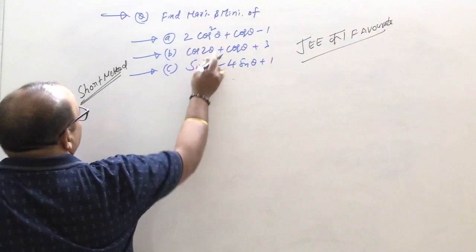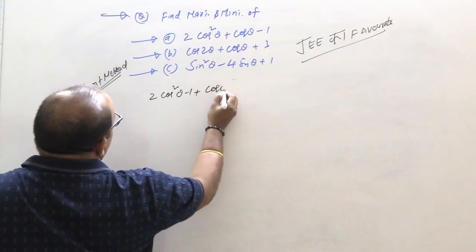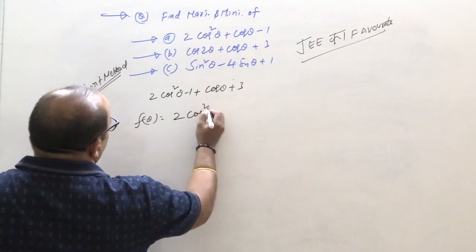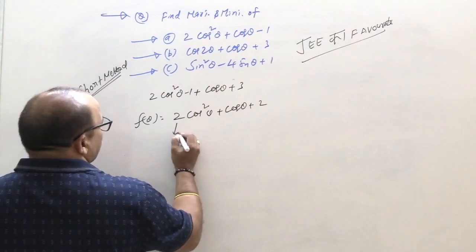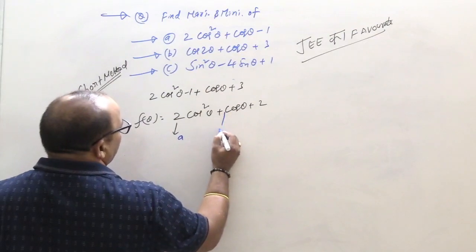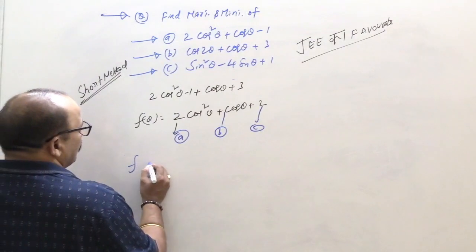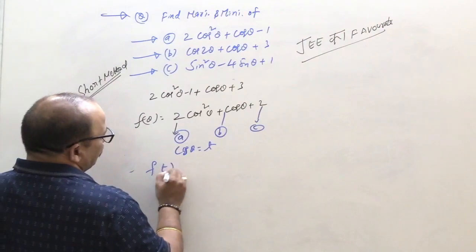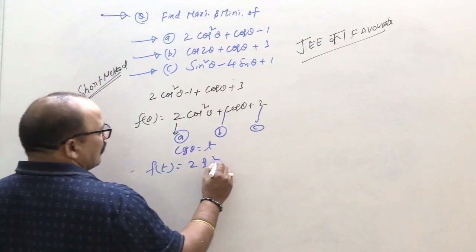Cos 2 theta can be written as 2 cos square theta minus 1, plus cos theta plus 3. So f of theta is 2 cos square theta plus cos theta plus 2, that is 3 minus 1. So what is A, students? This is the A value, this is the B value, this is the C value. Now substituting cos theta equal to T, f of T is 2T square plus T plus 2.